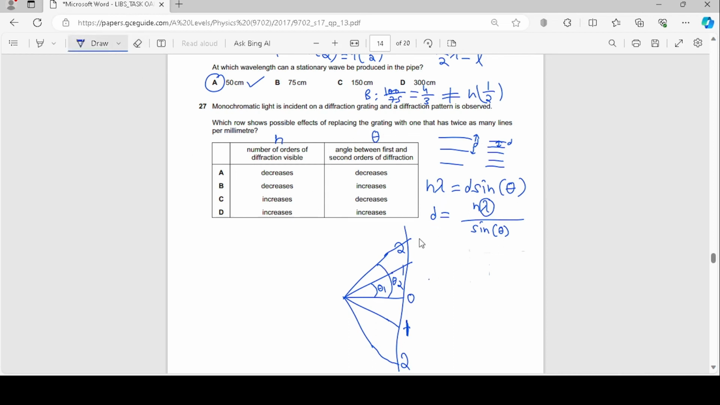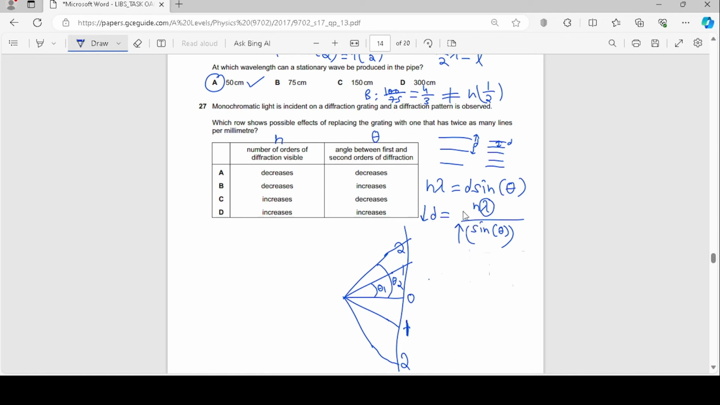Anyways, the point being that if the grating spacing has decreased, as the question has mentioned, then because d and sine theta are being multiplied, this quantity would probably be increasing, and you're assuming that lambda is constant, by the way. Because d and n are technically divided, if you write it like this, d over n equals lambda over sine theta, so they increase and decrease together, basically.